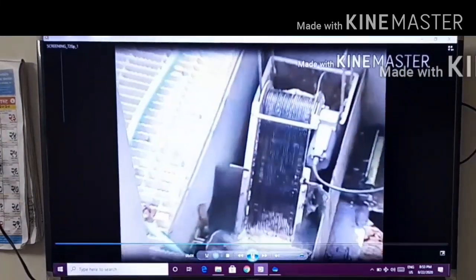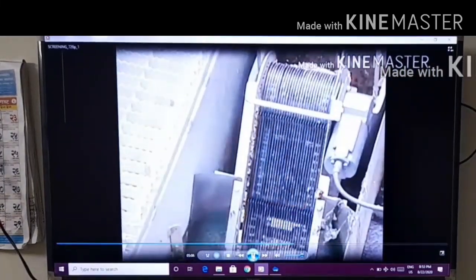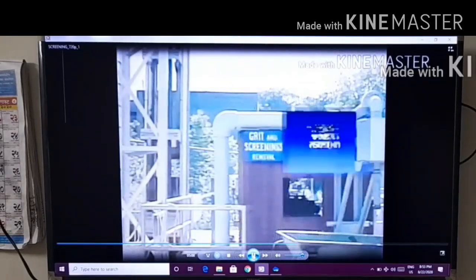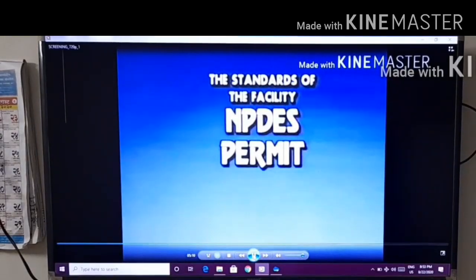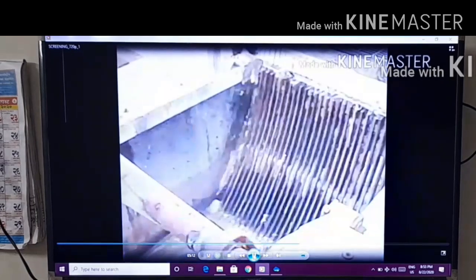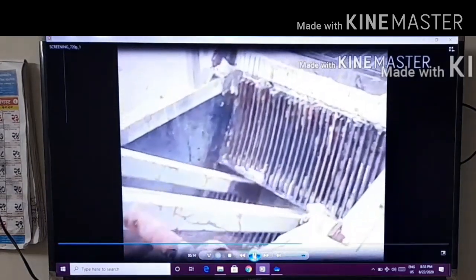The removal and treatment of screenings and grit is essential for proper operation of the treatment plant, and also for meeting the standards of the facility NPDES permit. Removal of screenings and grit occurs at the treatment plant headworks in the preliminary treatment stage. Let's take a closer look at screenings.